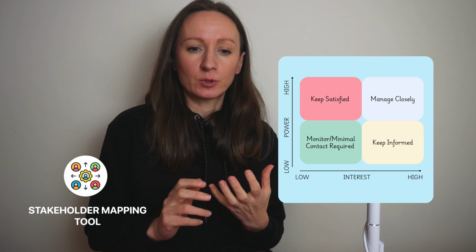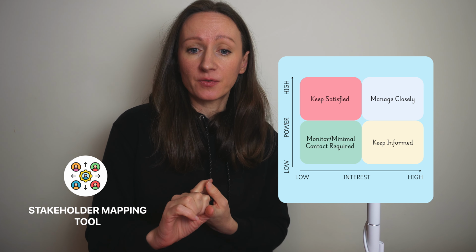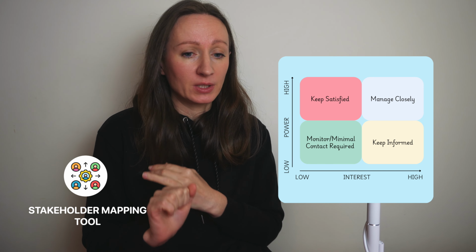As you can see, this is a simple visual with 4 boxes. We need to put relevant names in each of these boxes. You will have 4 groups of people. These would be people who we need to keep satisfied, people we need to manage closely, people we need to keep informed, and people we need to monitor.